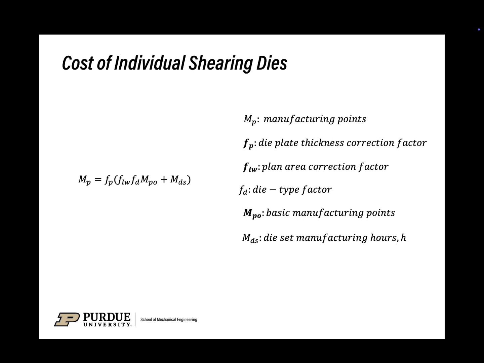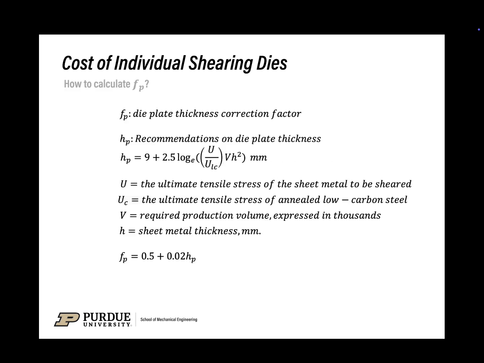As for FP, it's called the die plate thickness correction factor. FLW is the plane area correction factor. MP0 is the basic manufacturing point. As for MDS, as we discussed previously, it is the die set manufacturing hours. So in this slide, we will start to understand how to get each parameter for the formula in the previous slide. And first, we will need to know how to calculate FP.